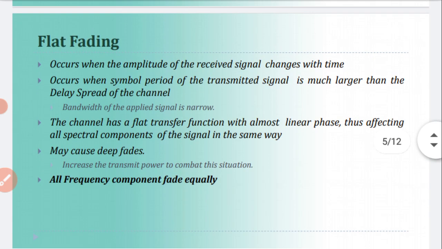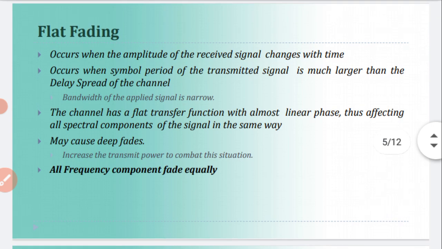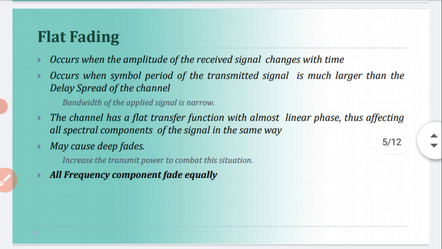This is the flat fading. Here, all the frequency components will fade equally. What happens when all the frequency components fade equally? They will fade in a constant way, right? So there will be no chance of large variation in the signal due to this fading effect. This flat fading occurs when the amplitude of the received signal changes with time.